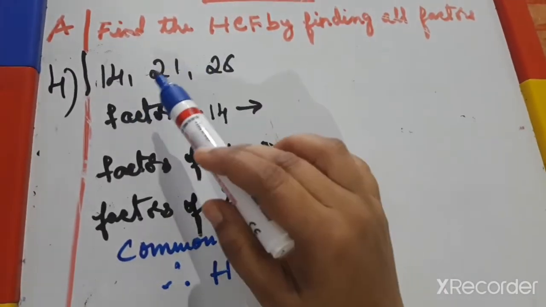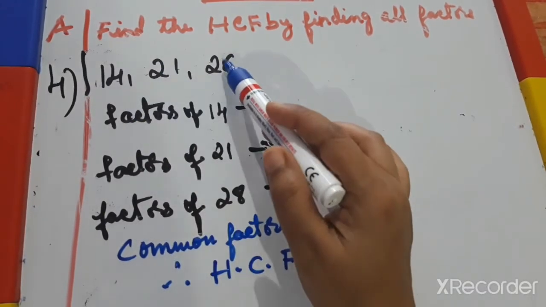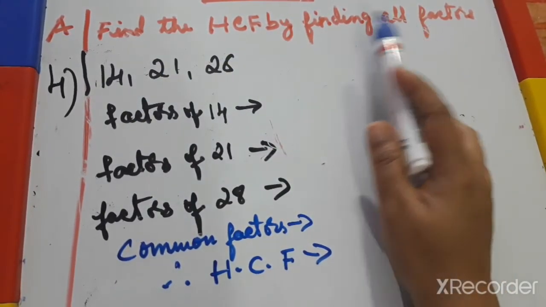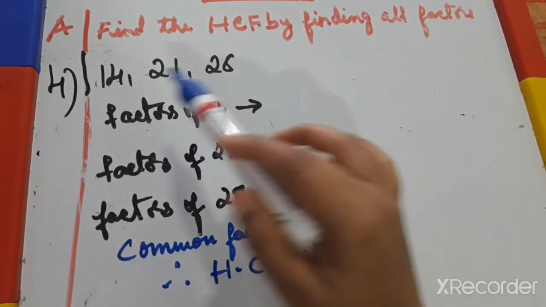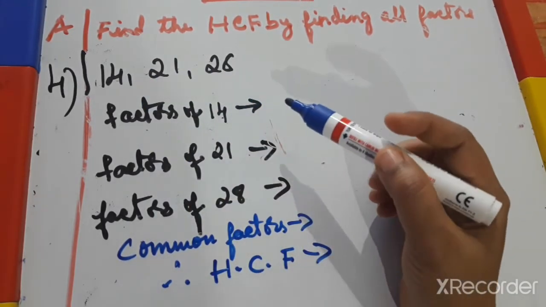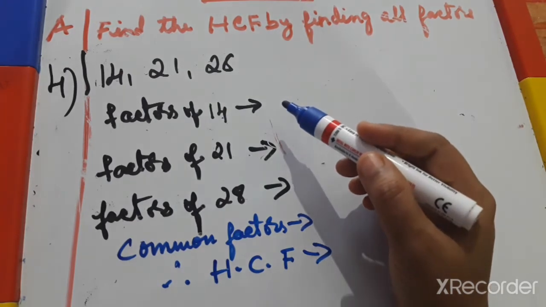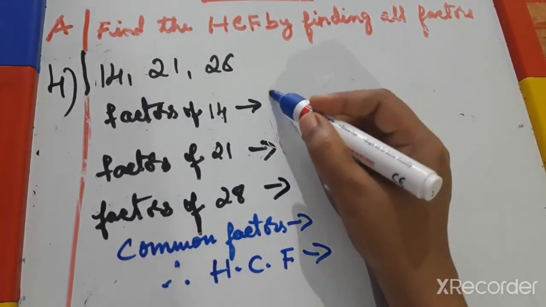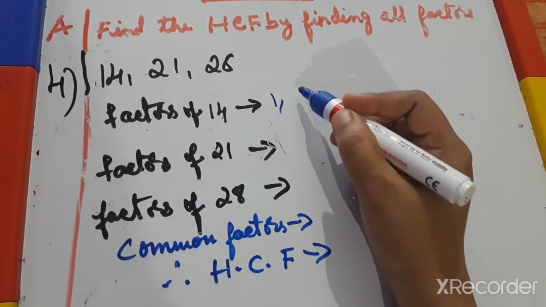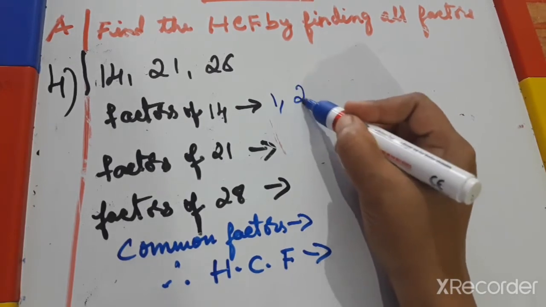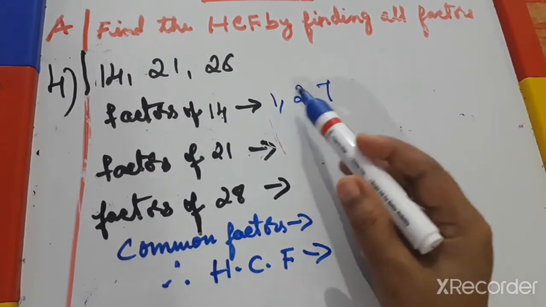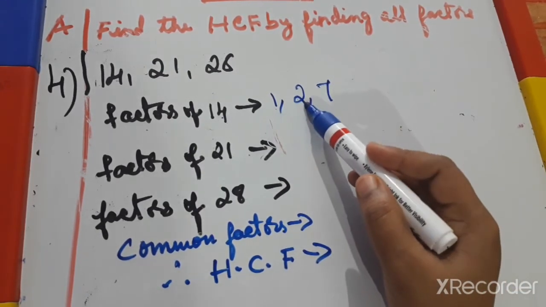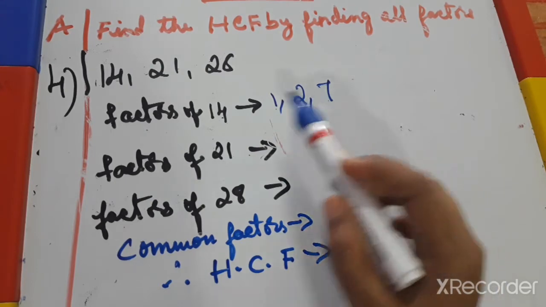Now find the HCF of 14, 21, 28 by finding all factors. First, factors of 14. We have to find the factors of each number. Which tables does 14 appear in? 1 14 is 14, 2 7s are 14, and 7 2s are 14. These are the factors of 14.